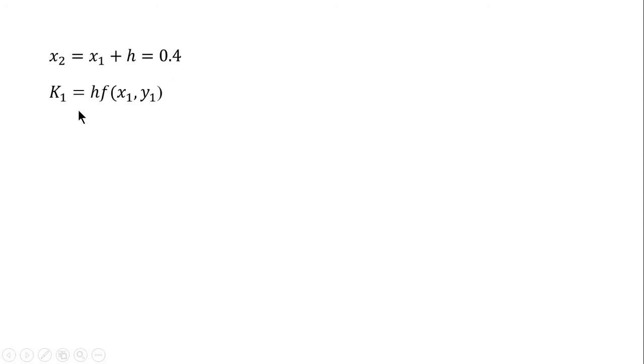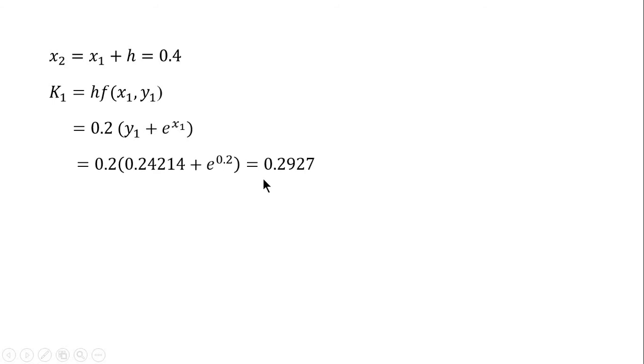Let us find k1 again. This k1 is different from the previous step k1. So k1 is h into f of x1 y1. You know f of xy is y plus e raised to x. So we get y1 plus e raised to x1. Substituting x1 and y1 we get k1.